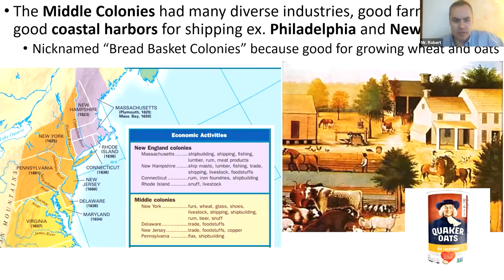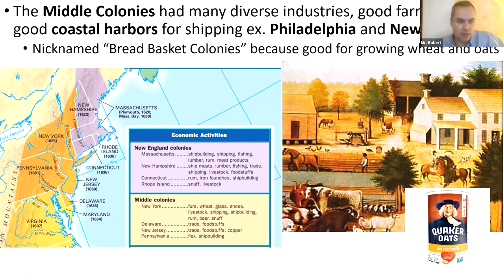Let's get down to the middle colonies. This would be like New York, Pennsylvania, New Jersey, and Delaware, little Delaware over here, okay? These colonies were in a good spot geographically. Why were they in a good spot? A couple things. A, like you said, the mountains get wider, further out there. So you've got all this bigger space.